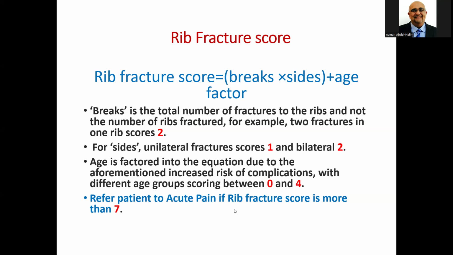Refer patients to the acute pain service if the rib fracture score is above 7. So the whole idea of why we're using this rib fracture score is, if your score is above 7, you need to call the acute pain service. That's the importance of the rib fracture score.